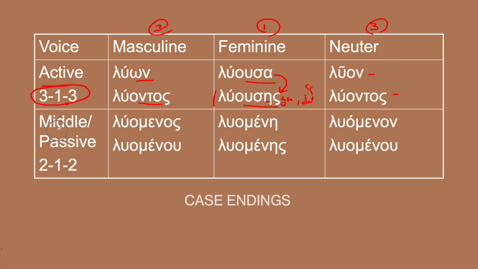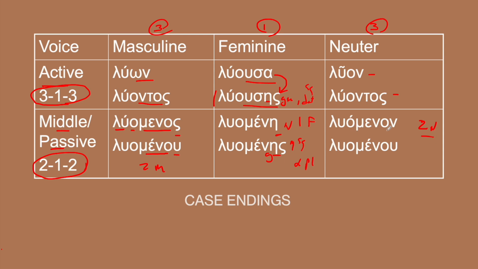So when we get to the middle and passive, it switches to a more familiar 2-1-2 pattern. So we see verb stem, connecting vowel, participle morpheme, and the endings. So luomenos, luomenu, genitive, and so on and so forth. So that's like a second declension masculine. The feminine is like a first declension feminine, and it's eta in the singular and alpha in the plural. The neuter is like a second declension neuter.